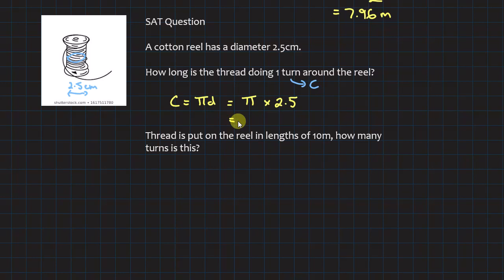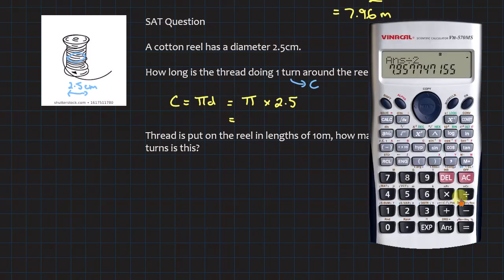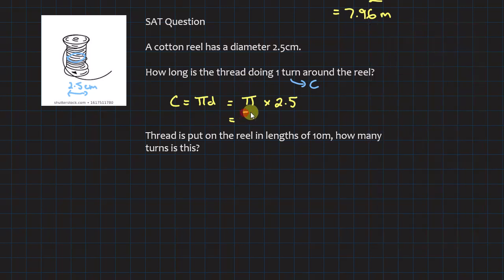Bring our calculator up. Clear. Shift pi multiplied by 2.5 gives me 7.85. Remembering my little rule, we're talking centimetres at the moment. 7.85 centimetres. This unit would be millimetres, so we'll round to that unit, which is 7.9 centimetres. So each time you run the thread round, you've used up 7.9 centimetres.